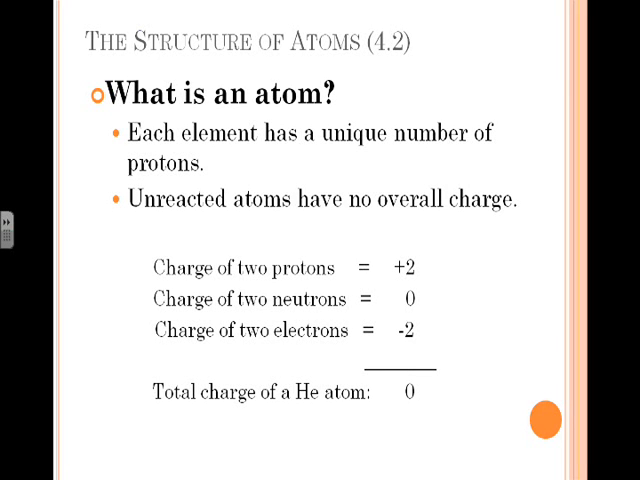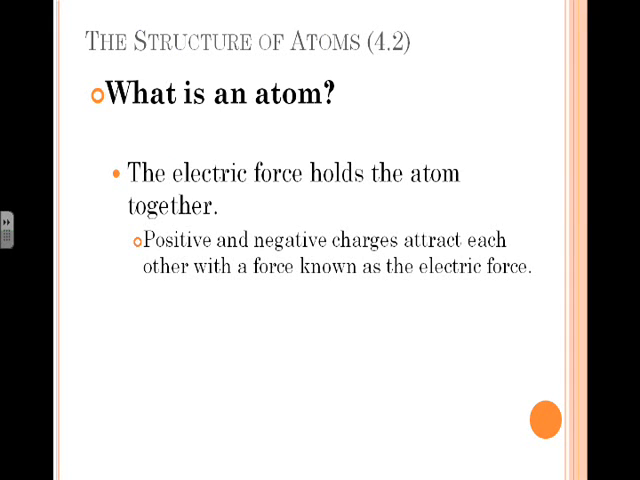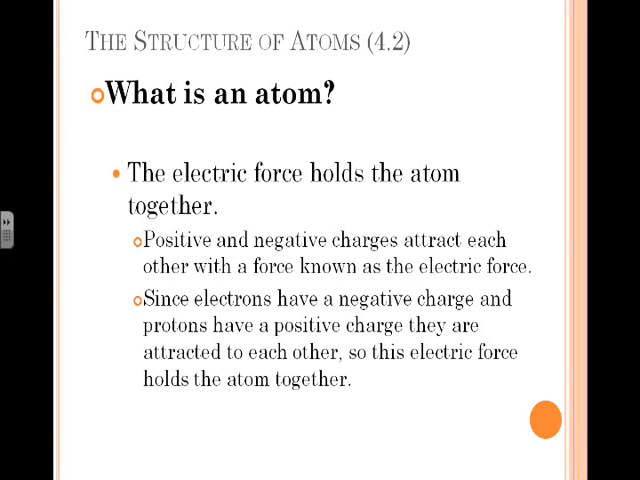Now, what holds these atoms together? How do they not just fall apart? The reason is because they have an electric force. That electric force is created by the positive and negative charges inside the atom. The positive and negative charges attract each other, and that's known as the electric force. The positive is in the middle, the negative is orbiting around the outside, and that's what holds everything together in an atom. Since electrons have a negative charge and protons have a positive charge, they are attracted to each other. Remember, opposites attract. That's what people say when they're talking about relationships, but that's definitely true in science. So always remember, opposites attract. Positive attracts negative.